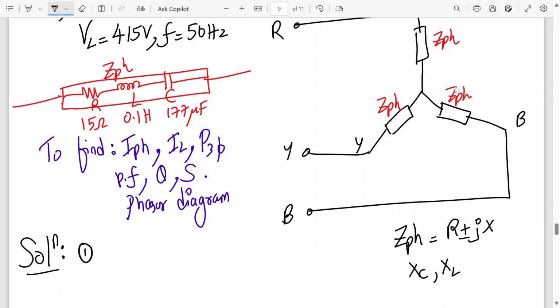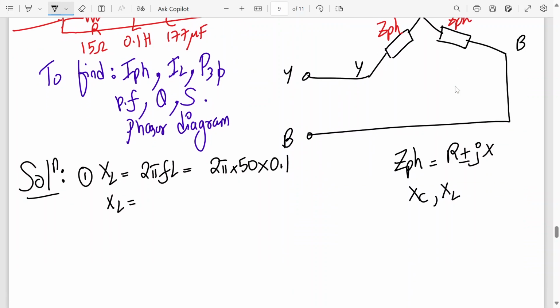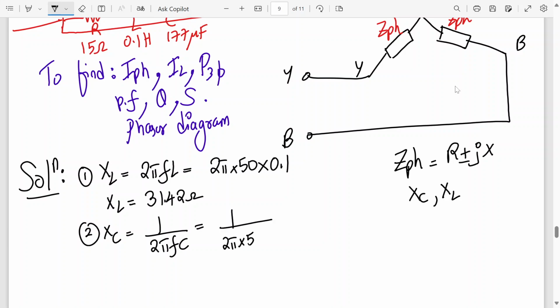For that we need to find XC and XL, and whichever is greater, we consider the circuit inductive or capacitive. First find XL: 2 pi F L, 2 pi 50 into L. L is 0.1. How much is this XL? Quickly tell me. 100 pi into 0.1, use the calculator. 31.42, correct.